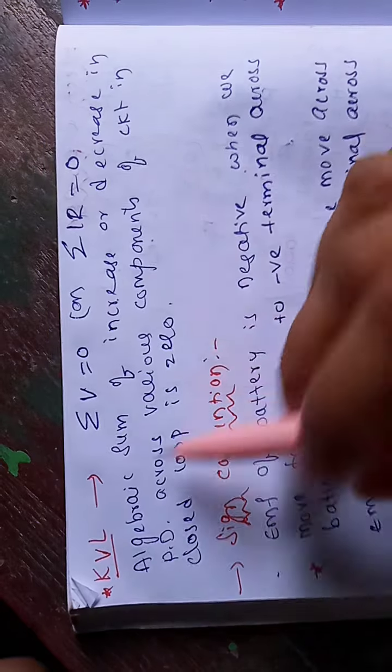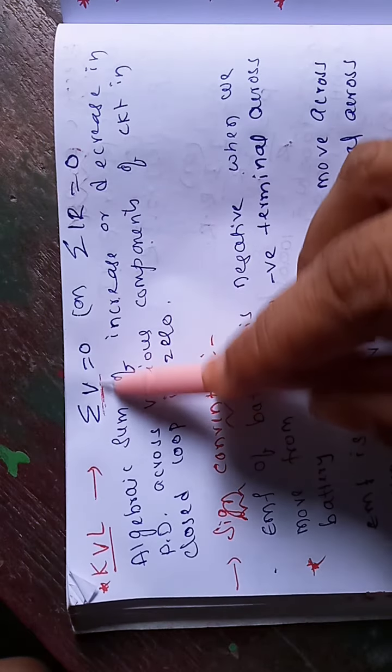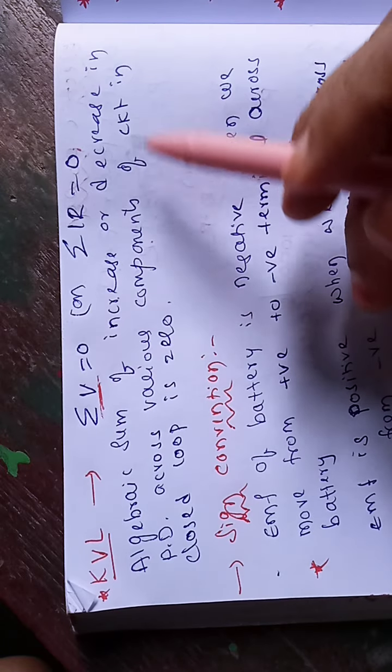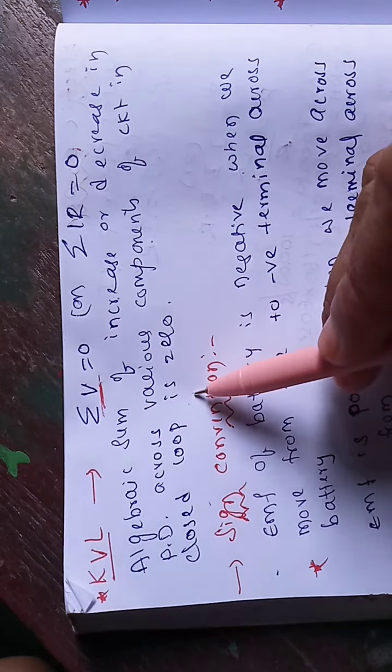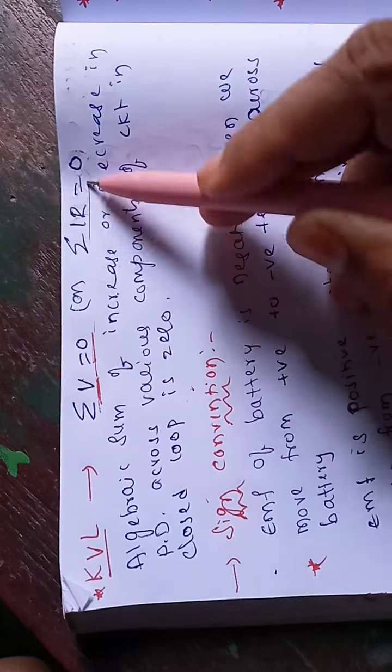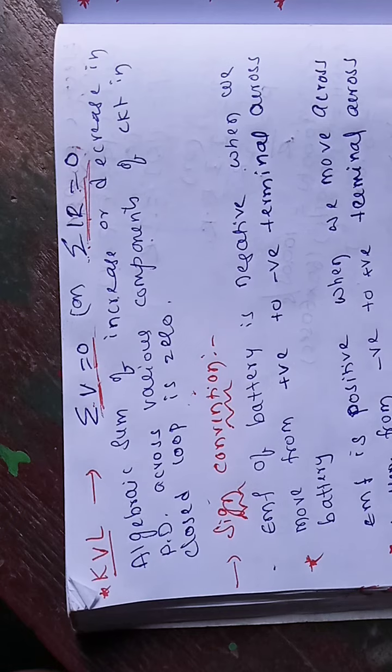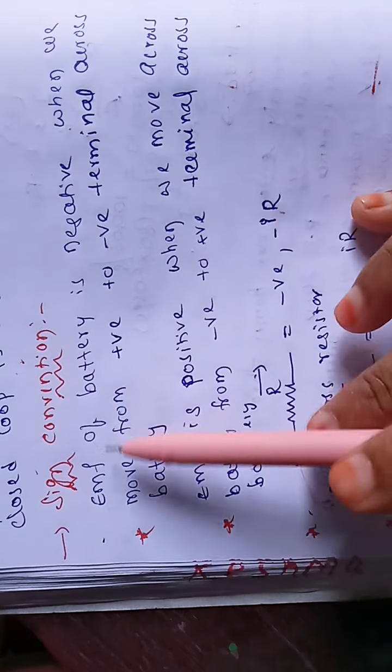Right? It says that the algebraic sum of increase or decrease in potential difference across various components of a circuit in a closed loop is 0. Or V equal to IR? No, we can also write summation IR equal to 0. Now, sign conventions.